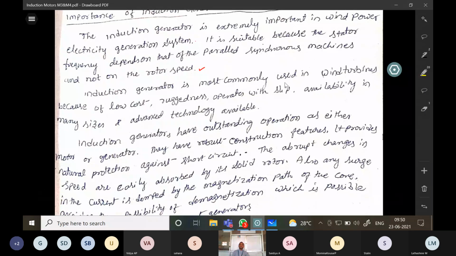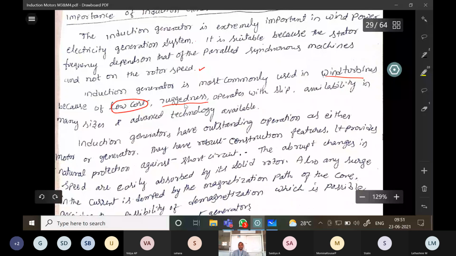Induction generator is most commonly used in wind turbines because of low cost. The cost is less compared to other generators. Induction machine you will get at a cheap cost. Ruggedness means the construction is very strong. It operates with slip and is available in many sizes. The induction motor is available in various sizes, from quarter HP, half HP, 1 HP, 2 HP, 5 HP, to 50 HP. So different sizes we will get for industrial purposes.